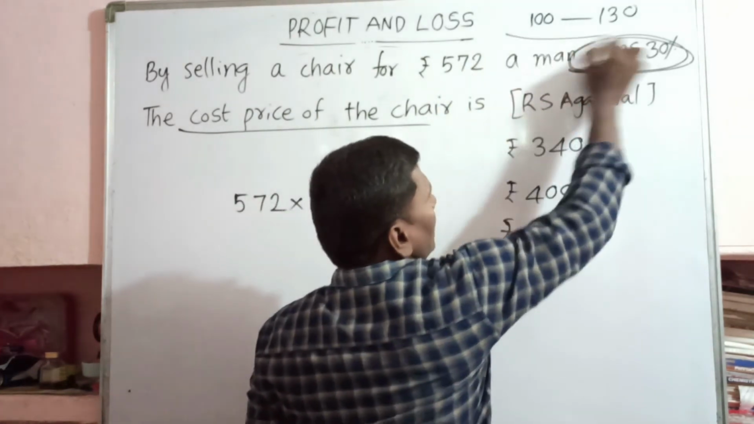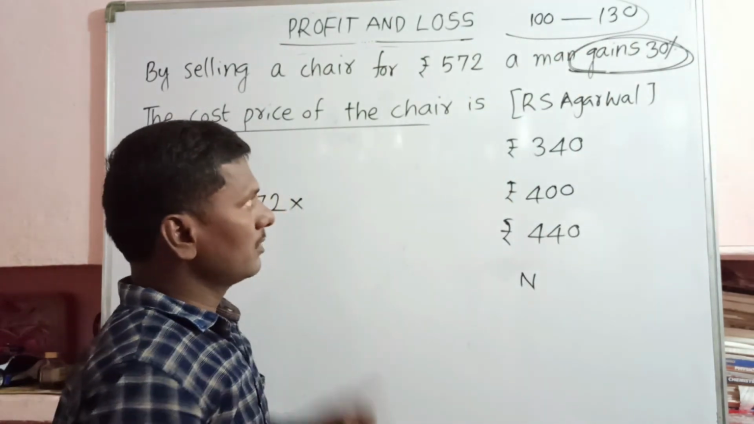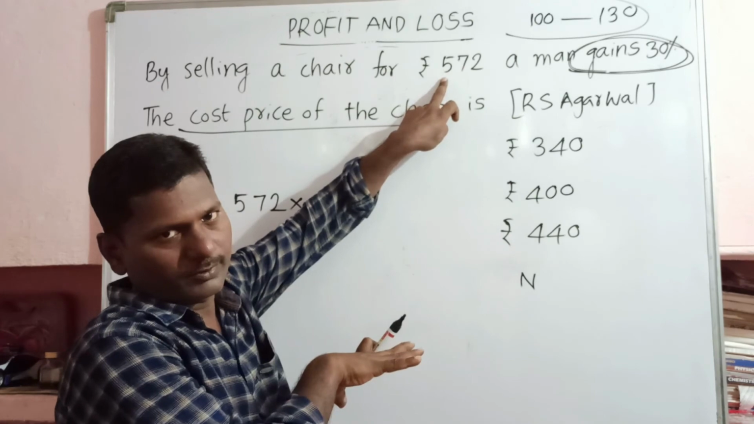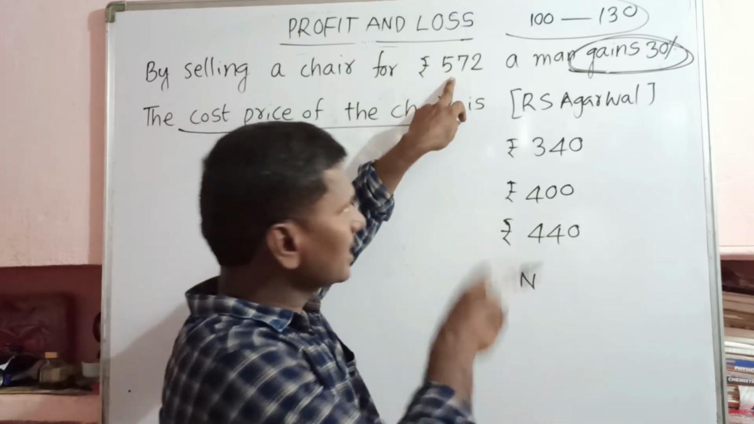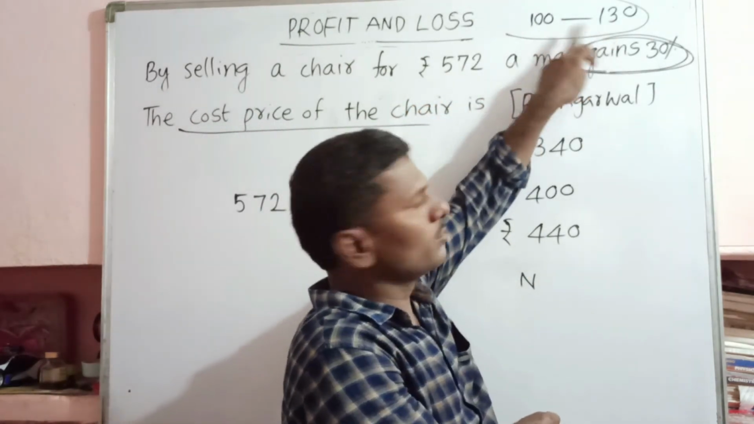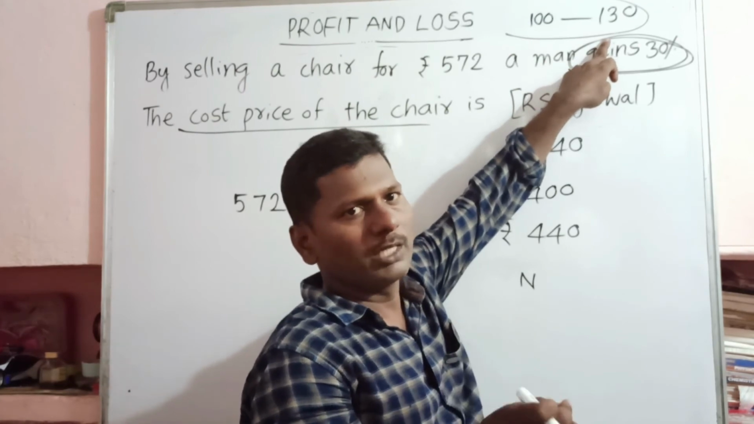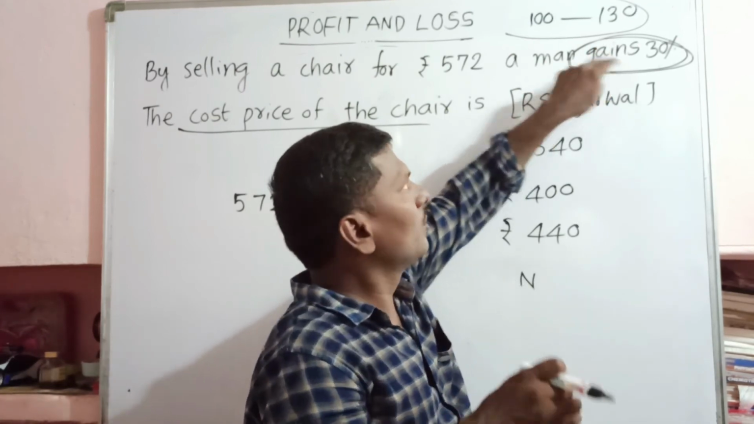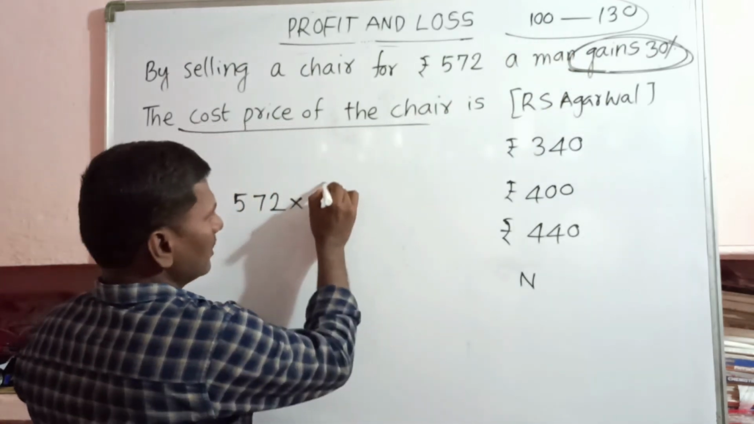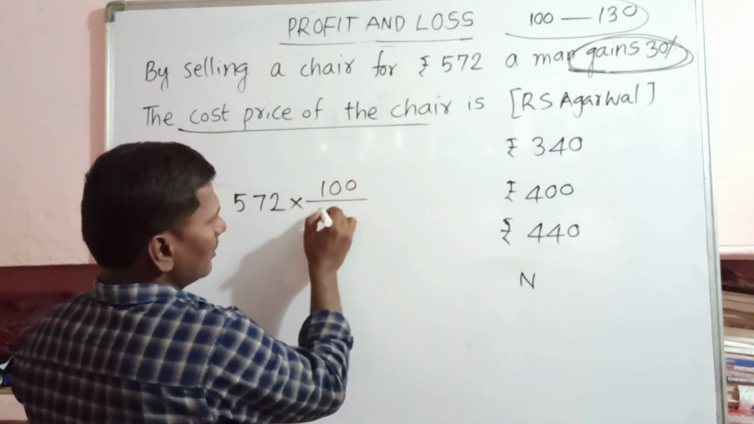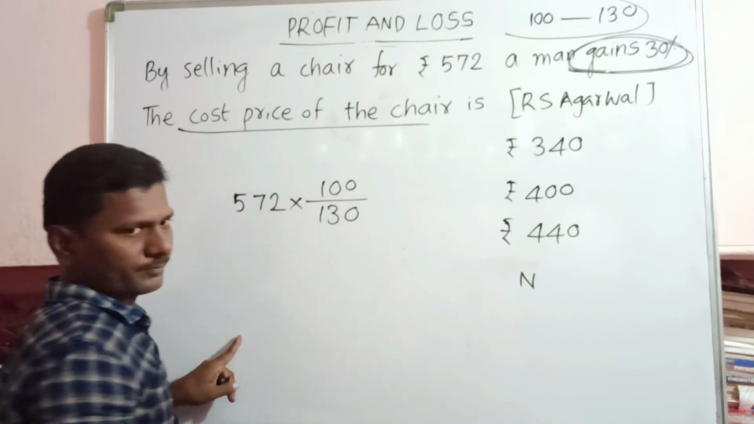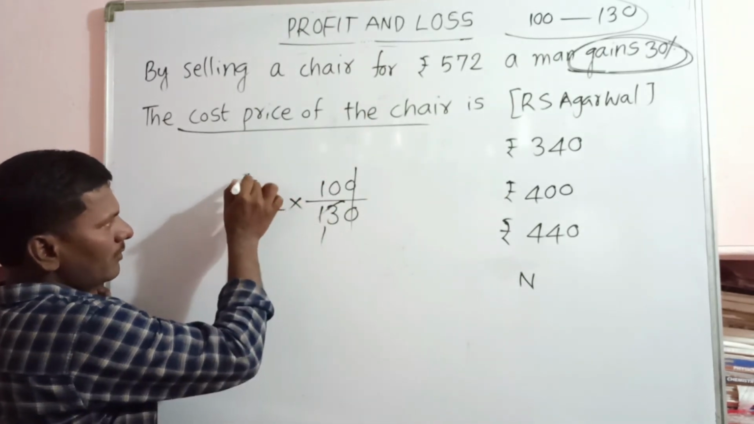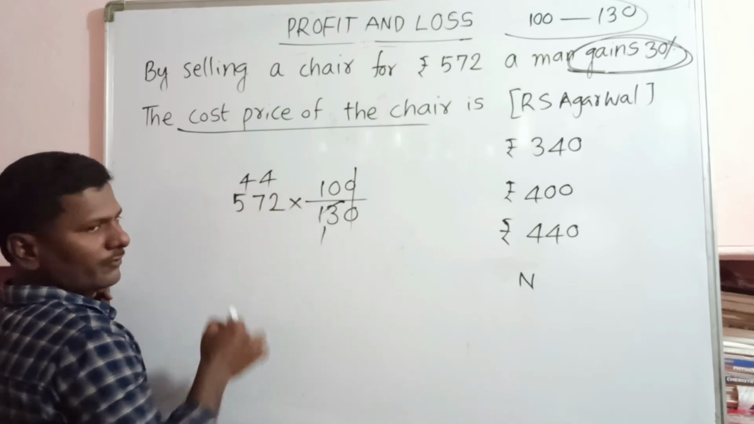So now here, 100 and 130, we have to get a value less than 572. For that, to get a smaller value out of these two, we have to take the smaller value in the numerator and the larger value in the denominator. So I am writing 100 in numerator and 130 in denominator. 0 0 gets cancelled, 13 1s are 13, 13 4s are 52, again 13 4s are 52.